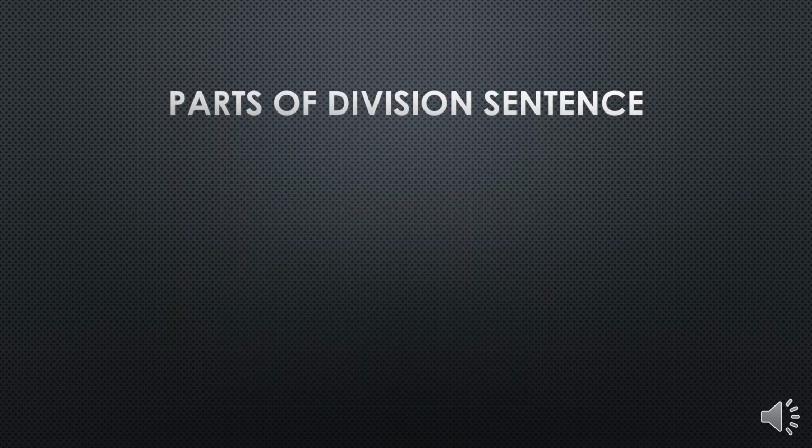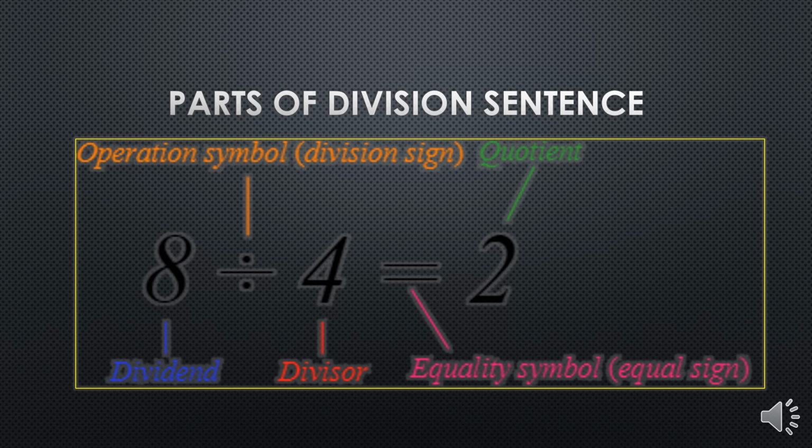Parts of division sentence. In a division sentence, the first number before the division sign is dividend. The second number after division sign is divisor. Then division symbol or division sign will come in between, then equals to sign, and then the answer of division after equal to sign will be quotient.